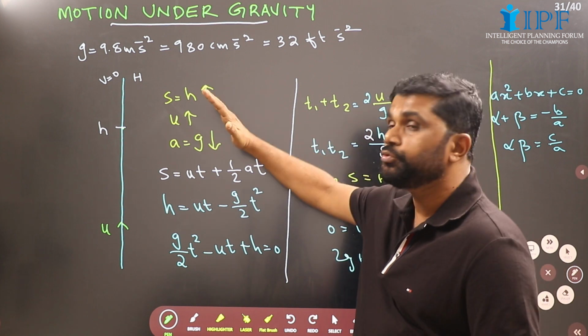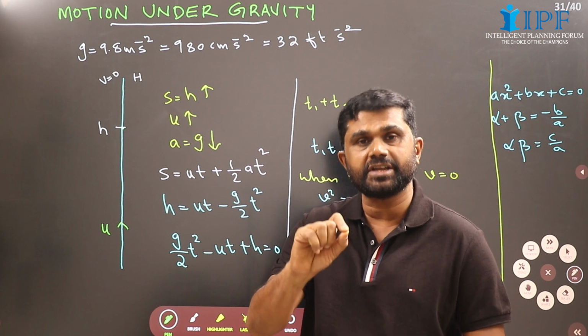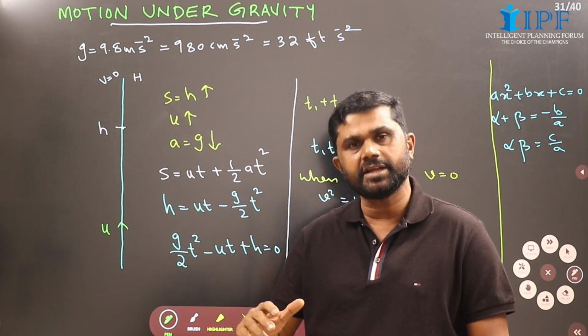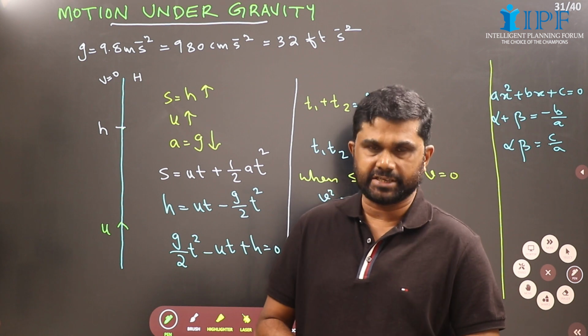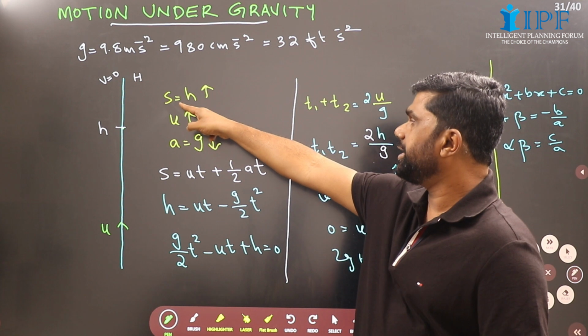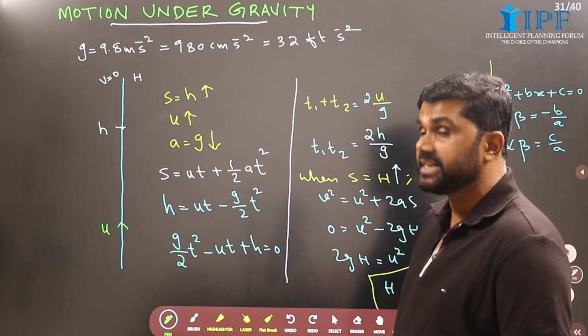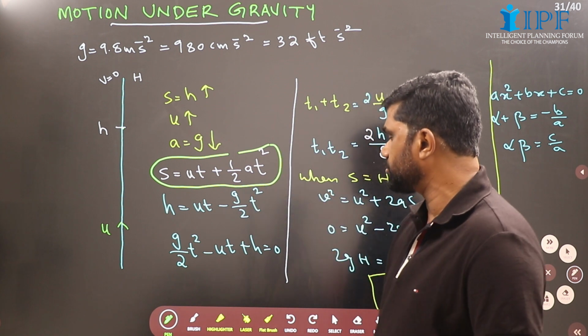So out of these two directions, upwards and downwards, you have to choose one direction positive. Any direction can be chosen as positive. The only thing is that the opposite should be negative. So in this case, displacement s equal to h, that is directed upwards. I am going to apply this equation s equal to ut plus half a t square.